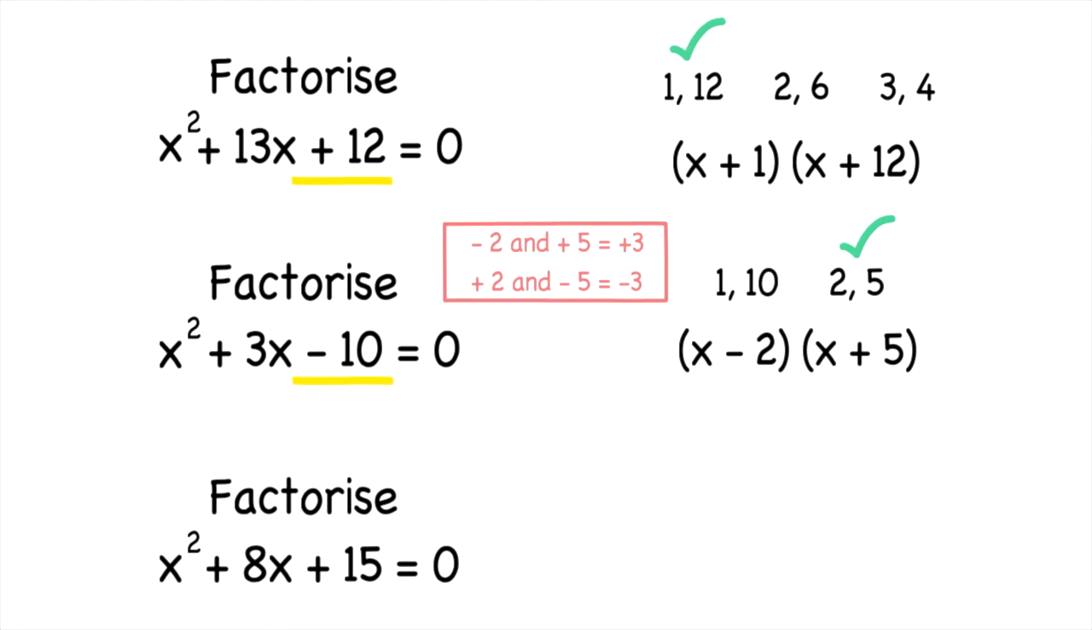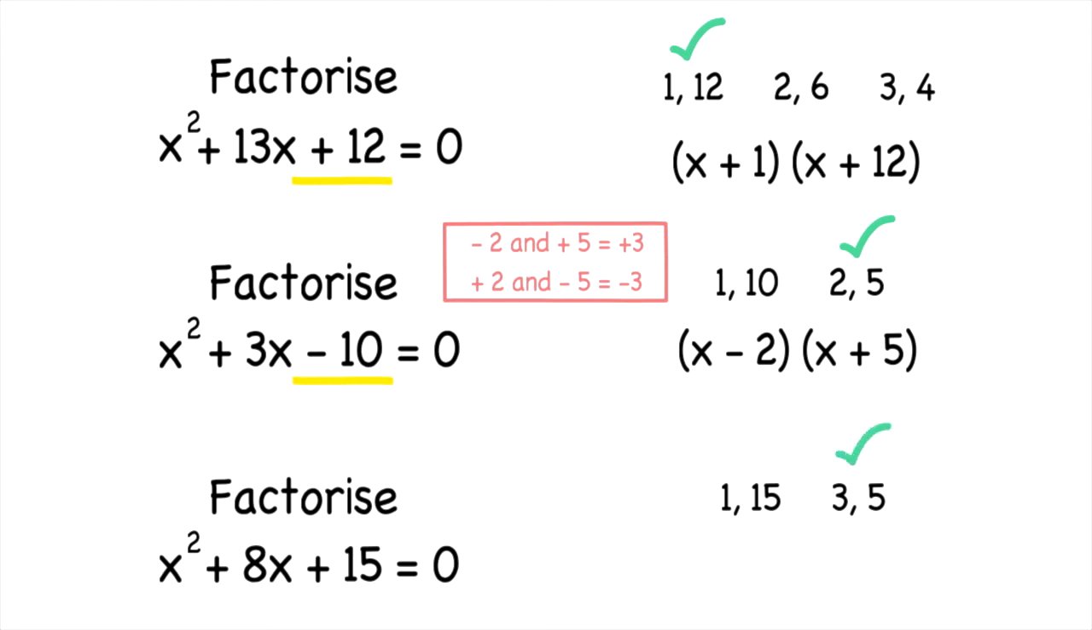Lastly, for this question, I want two numbers that multiply to get 15, so my factor pairs would be 1 and 15 and 3 and 5. And then I need to figure out which set of numbers could make an 8. I can't make an 8 using a 1 and 15, but I can using the 3 and the 5.